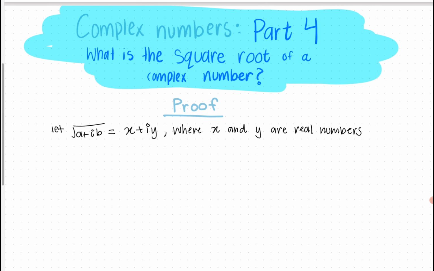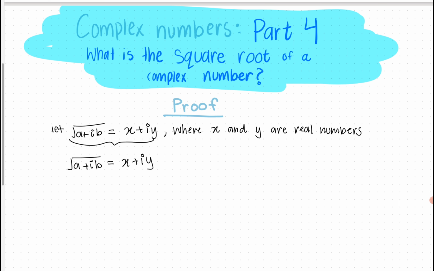Let's move on to the actual proof. How are we going to prove what the square root of a complex number is? Let the square root of a plus ib equal x plus iy, where x and y are real numbers. This is just a general assumption that we're going to make. From this assumption, I'm just going to rewrite this as it is: a plus ib equals x plus iy.